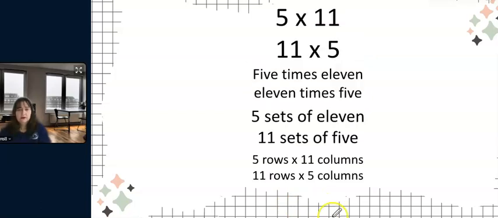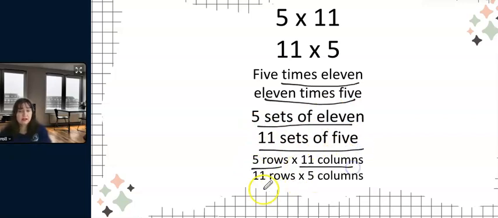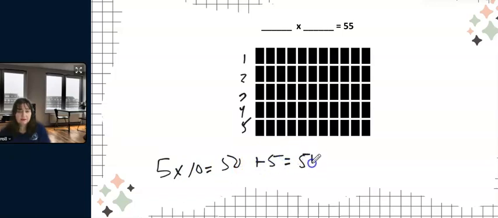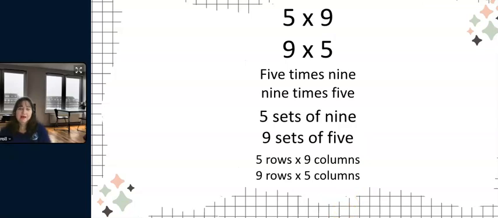Let's try another one. 5 times 11, 11 times 5, 5 sets of 11, 11 sets of 5, 5 rows, 11 columns, 11 rows, 5 columns. What's the answer? Hopefully you got 55. So that's 1, 2, 3, 4, 5, and 11 is across. And we could have done, as I said, 5 times 10, which is 50, and then just added 5 to give me 55. But there are other ways to learn 11 tables too. Those are actually funner. Funner? No, more fun. I'm a math teacher.